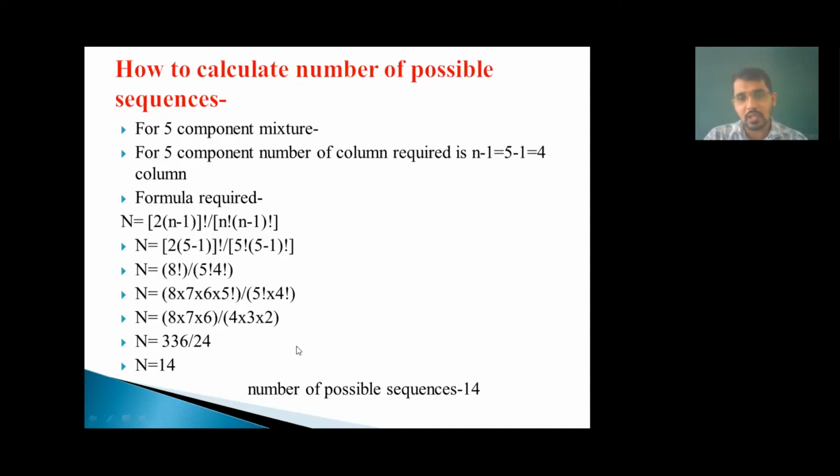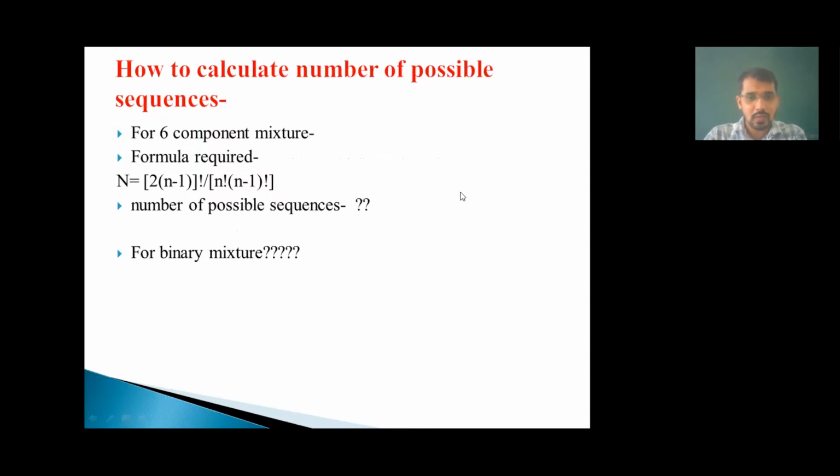In the previous lecture the number of possible sequences was smaller. If the number of components decreases, the number of possible sequences also decreases. If the number of components increases, the columns required for the separation will be n minus 1. Suppose there are 6 components, the number of columns required will be 6 minus 1, which is 5. So you try the numerical for the 6 component mixture.